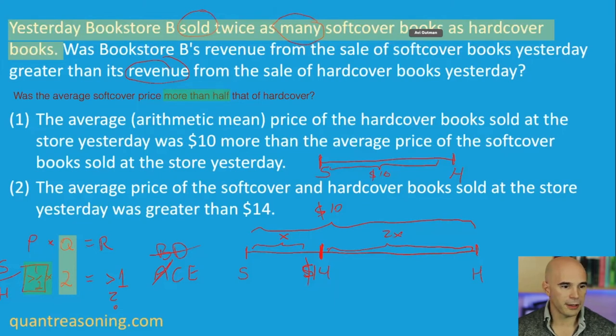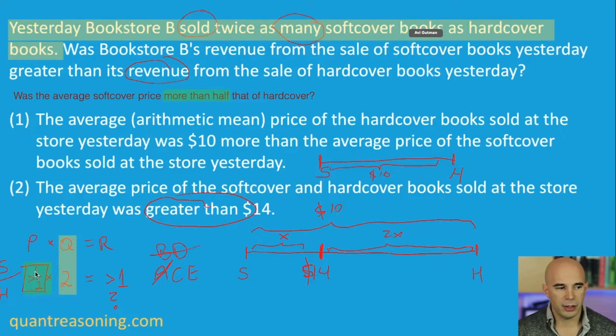Now, we have to be careful here, because statement 2 didn't tell us that the overall average was 14. It said that it was greater than 14. So that means I need to take my picture, my number line, with the softcover average price and the hardcover average price, and visualize moving these up the number line. I'm moving this whole picture to the right, because this is actually the minimum point at which the average could sit. So I need to imagine moving S and H to the right from there, and wonder, what would that do to the ratio of S to H?